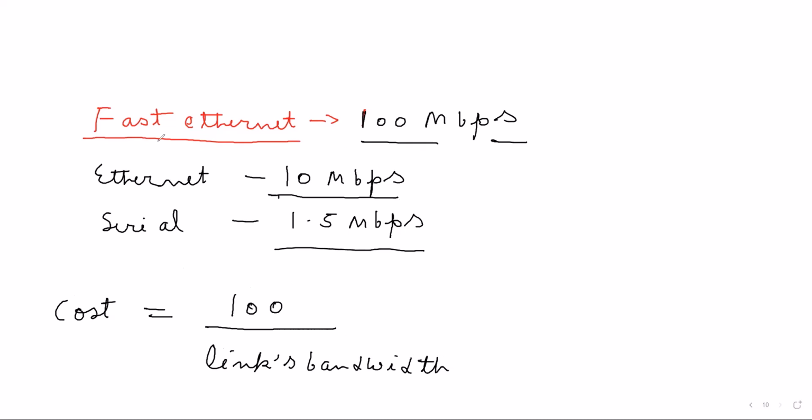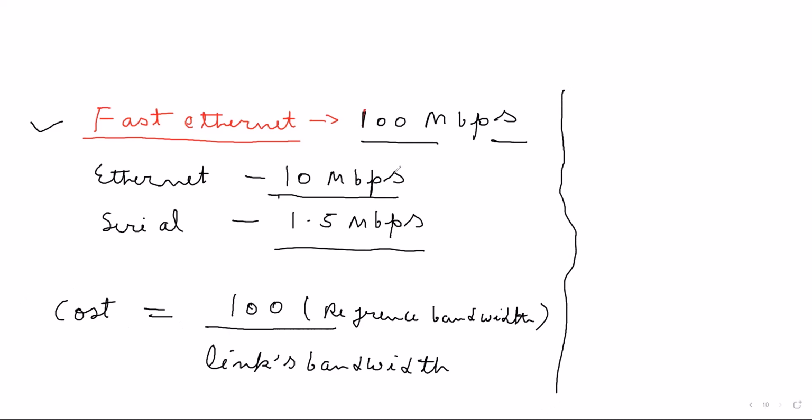If I want to know the cost of Fast Ethernet, this 100 is the reference bandwidth. It will be the same every time; it will not change. So what do I put in this formula? Fast Ethernet is 100 Mbps. The reference bandwidth is always the same, 100, which I'm writing here as RF. Then the link's bandwidth: Fast Ethernet link bandwidth is 100. So 100 by 100.